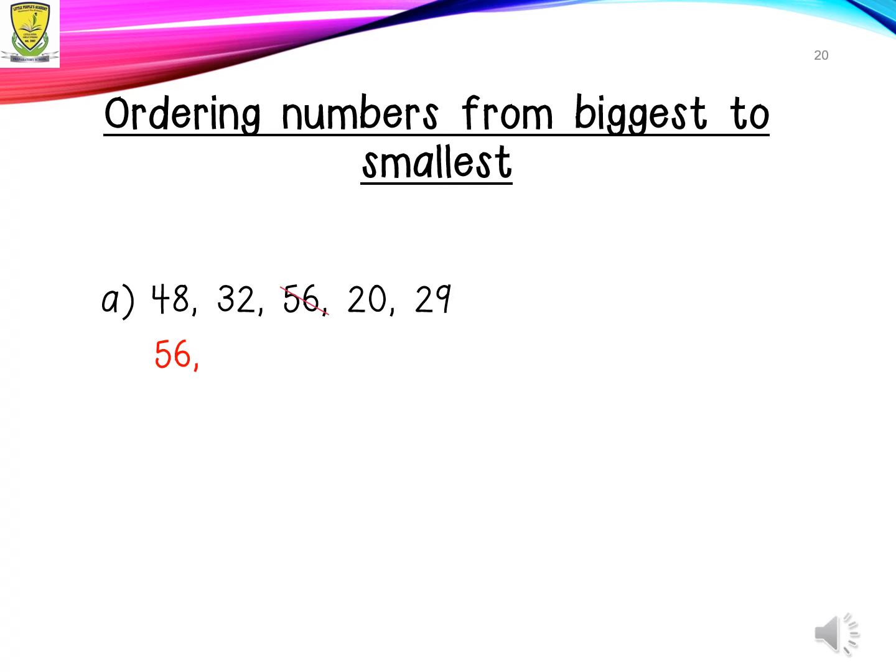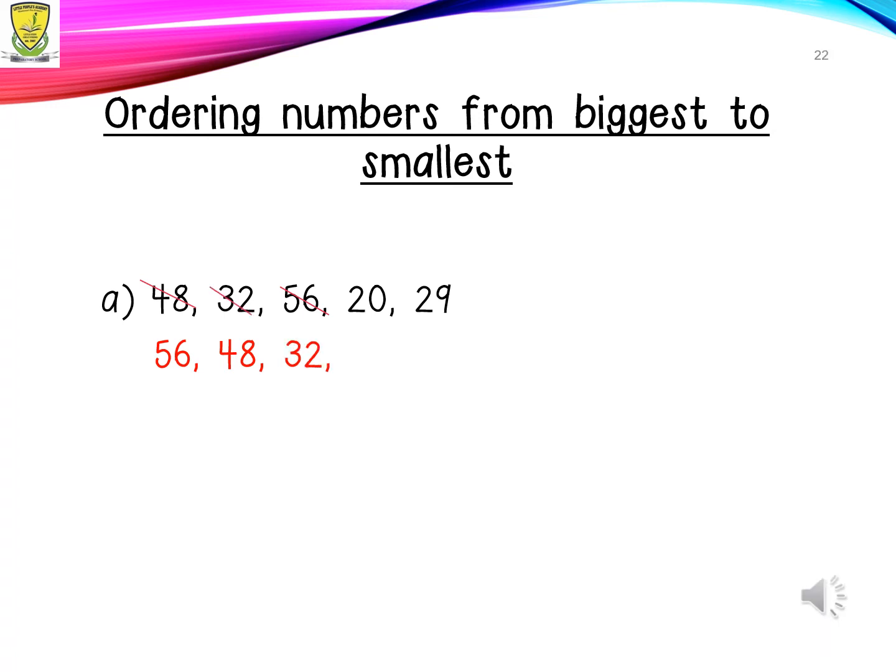So in our set of numbers, our biggest number is 56. As you can see, I have scratched out 56 and I wrote it at the bottom. So from the numbers that were left, 48 was the biggest number. So I have scratched out 48 and I wrote it at the bottom.